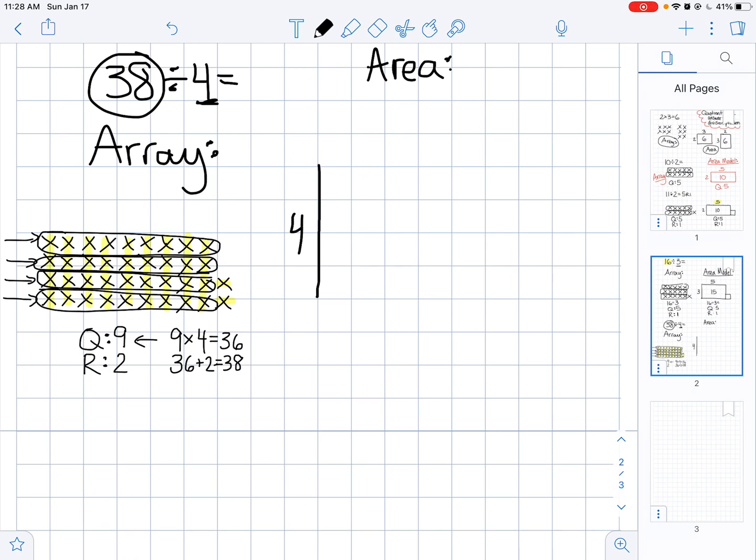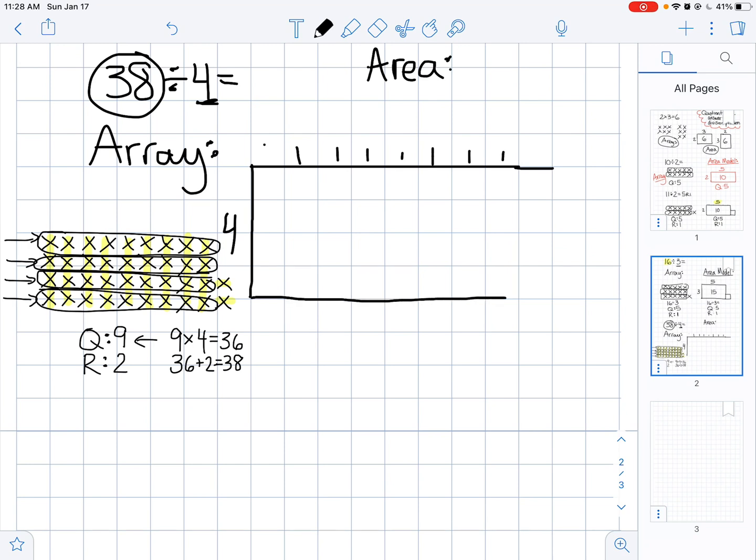So once again, I'm going to count by my 4s. 4, 8, 12, 16, 20, 24, 28, 32. Uh-oh, I ran out of room. I'm going to just move this over. Let's try this again. 4, 8, 12, 16, 20, 24, 28, 32, 36. That's as far as I can make it without going over.